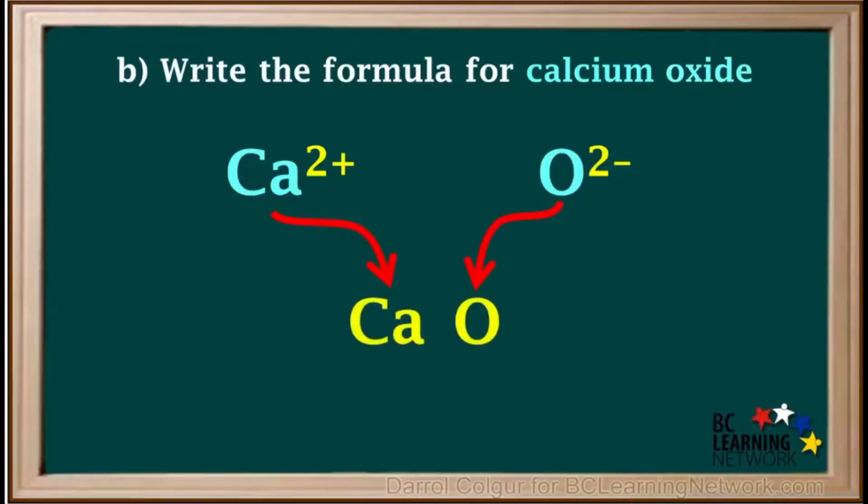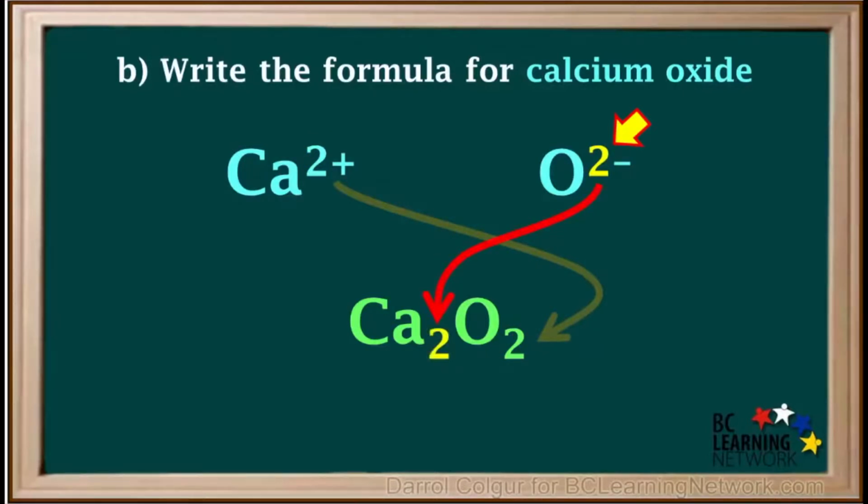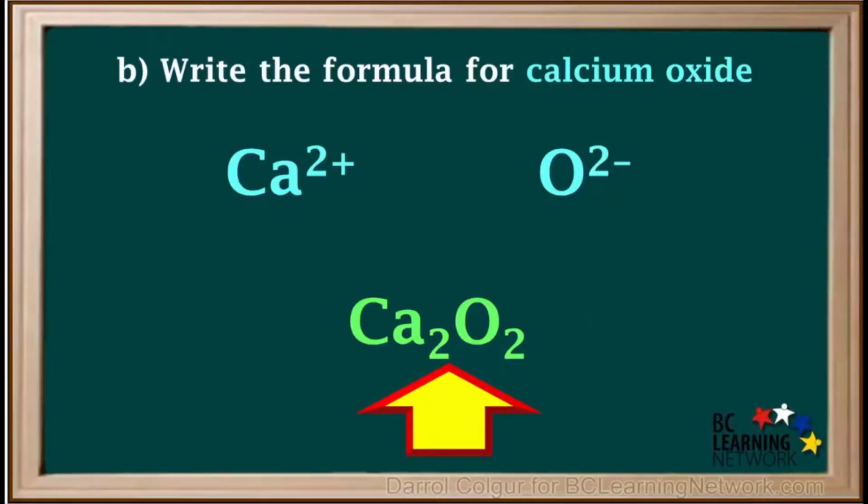We start the formula by writing down the symbols Ca and O. The charge on calcium is +2, so we cross over and write a 2 next to oxygen in the formula. The charge on oxide is -2, so we cross over and write a 2 next to calcium in the formula. Notice we always drop the negative when we write subscripts. Now we have the formula Ca2O2.